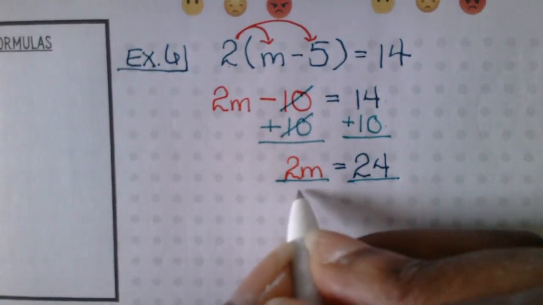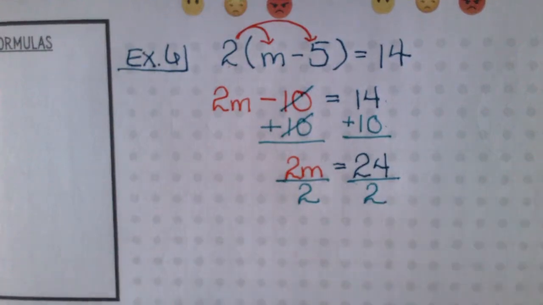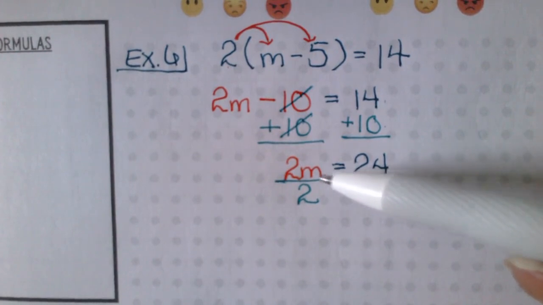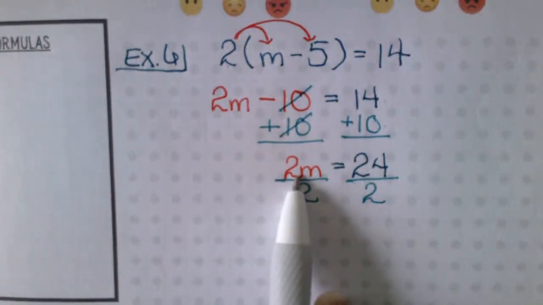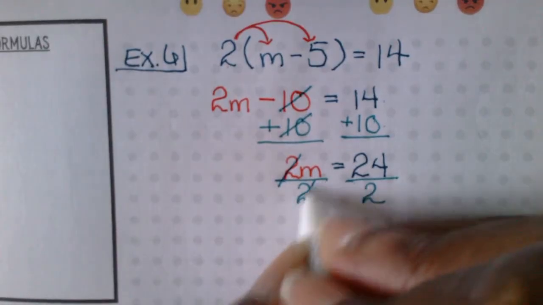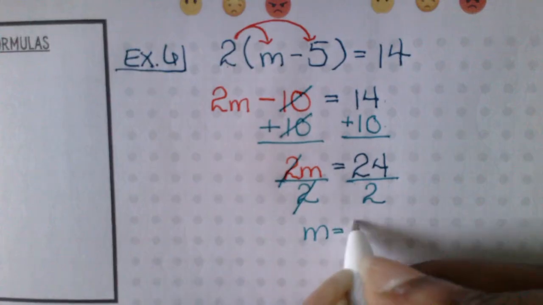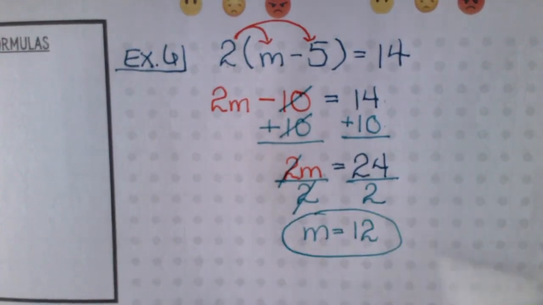Okay. So we are dividing by what? We're dividing by 2. Because our goal is to get the variable by itself. So 2m, that's multiplication. Because between the 2 and the m, we don't see a plus or a minus sign. These cancel. So now your answer is m equals 12. Okay.